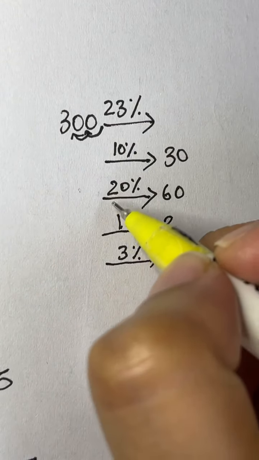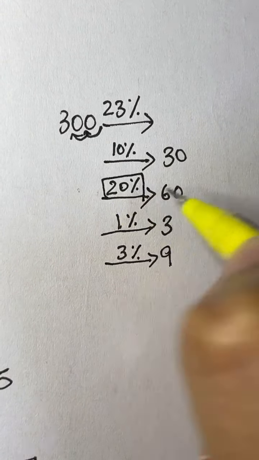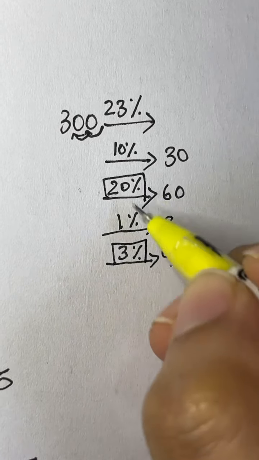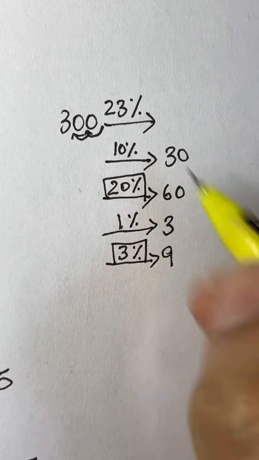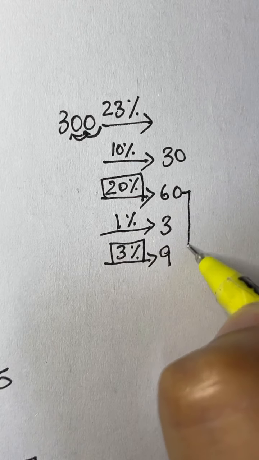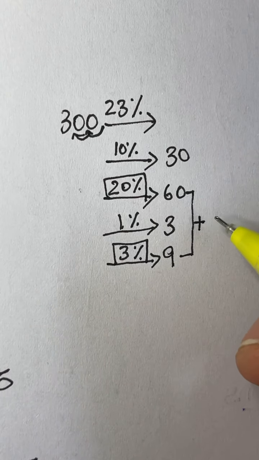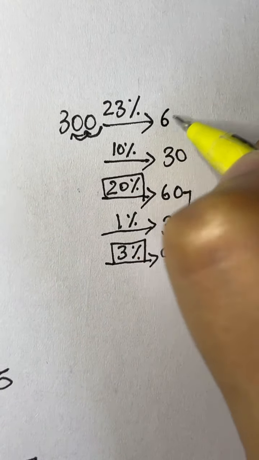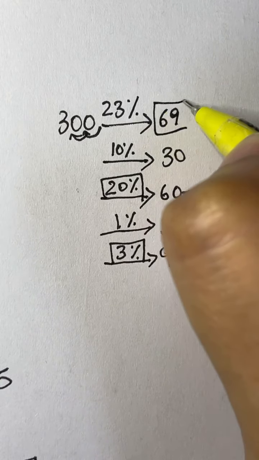So now add up, where is 20%? Okay, I have 20%, I have 3%. So we are going to add 20% and 3% to get 23%. 60 plus 9, that's 69. How amazing. We got the answer so easily.